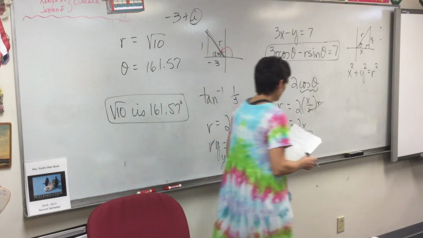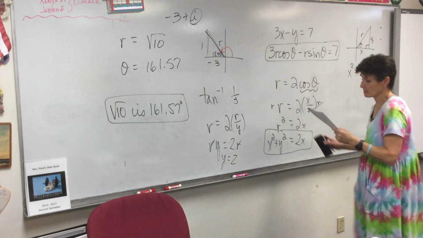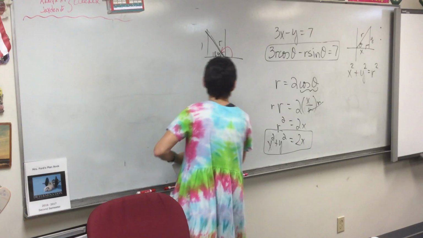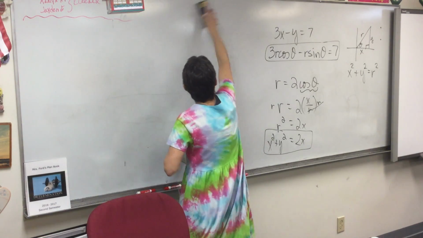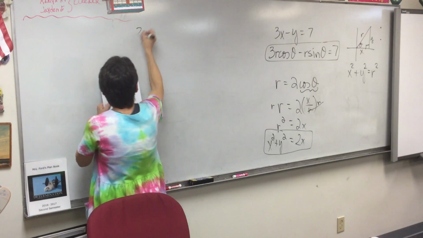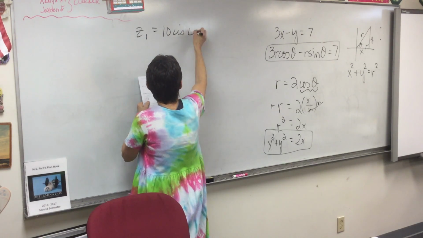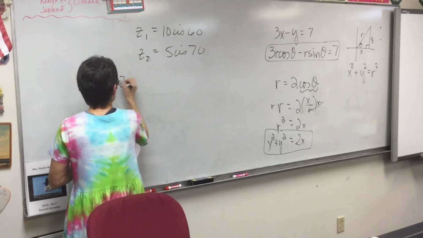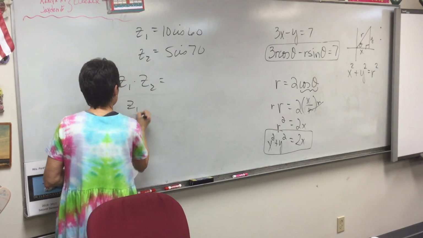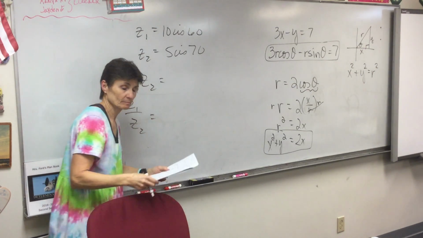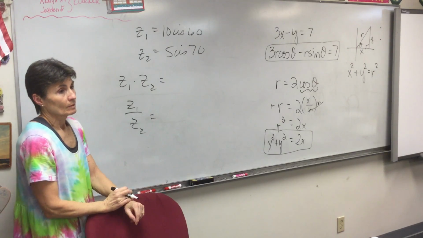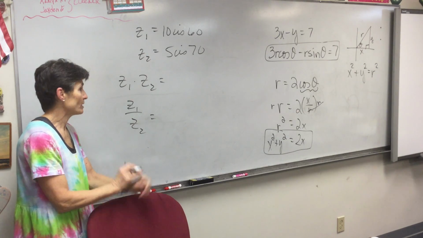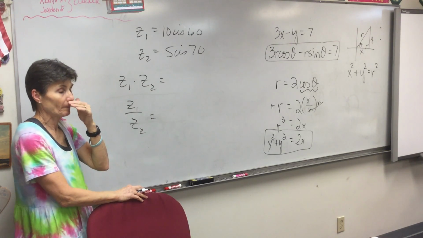All right, now we've got these ones where we're multiplying and dividing. There is some addition and subtraction involved, but we are actually doing a multiplication and a division problem. So we have 10 CIS 60, and we have 5 CIS 70, and we're going to multiply these, and we're going to divide these, okay? These are super simple if you can remember the strategies. What do you do in a multiplication problem?